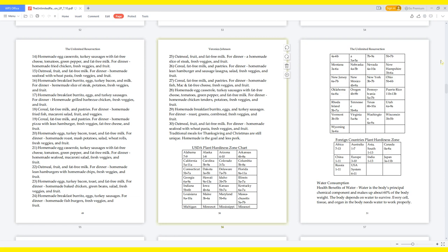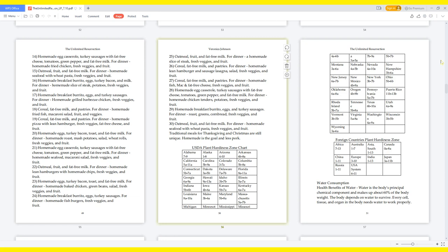22, oatmeal, fruit, and fat-free milk. For dinner, homemade lean hamburgers with homemade chips, fresh veggies, and fruit. 23, homemade eggs, turkey bacon, toast, and fat-free milk. For dinner, homemade baked chicken, green beans, salad, fresh veggies, and fruit.